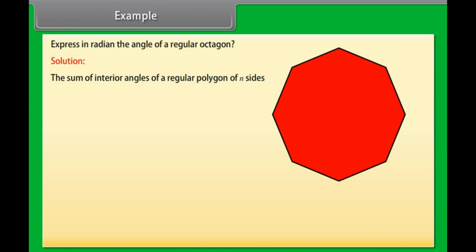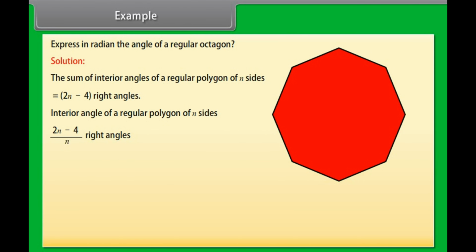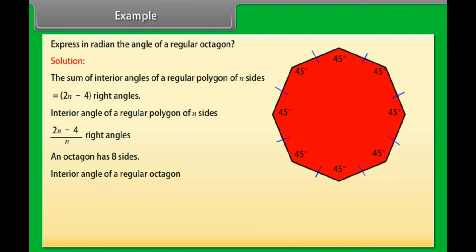Example. Express in radian the angle of a regular octagon. Solution. The sum of interior angles of a regular polygon of n sides is equal to 2n minus 4 right angles. Interior angle of a regular polygon of n sides is (2n minus 4) by n right angles. An octagon has 8 sides. Interior angle of a regular octagon is equal to (2 into 8 minus 4) whole upon 8 right angles, which is 3/2 right angles, equal to 3/2 into 90, equal to 135 degree.